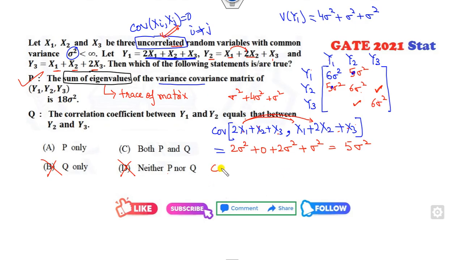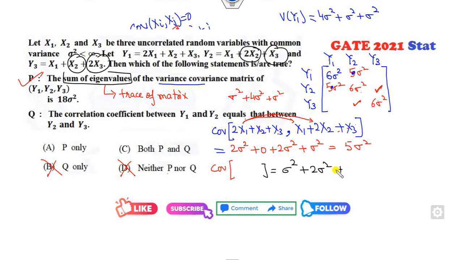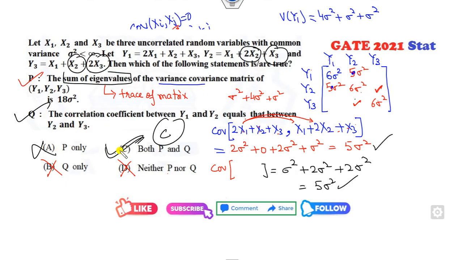Fine. Now the covariance between y2 and y3, I can use from here, y2 y3. So clearly when x1 is here, only x1, that means this value will be my sigma square, x2 2 sigma square, x3 2 sigma square, that's 5 sigma square, and you can see both are the same pair. So yes, this is also the correct answer. So C is my right answer of this problem.